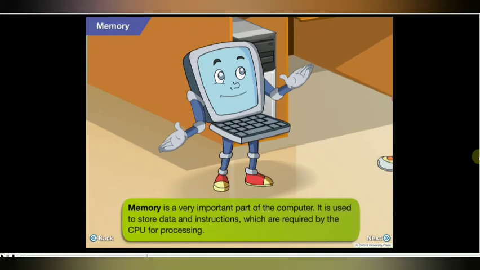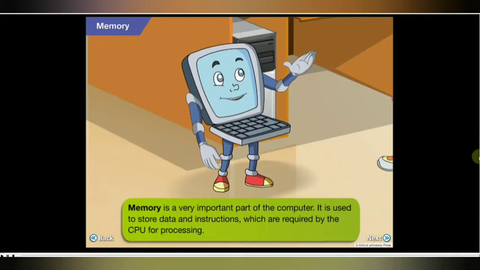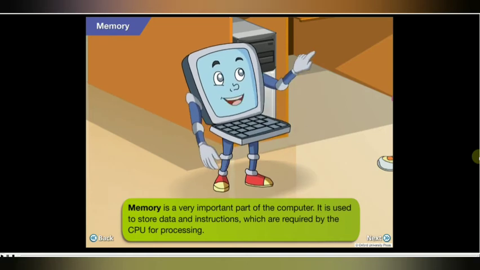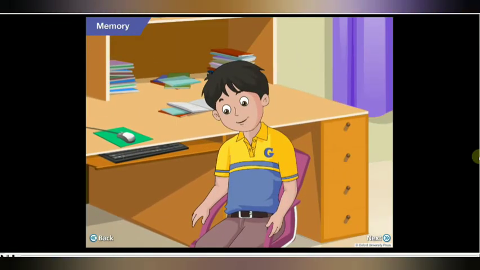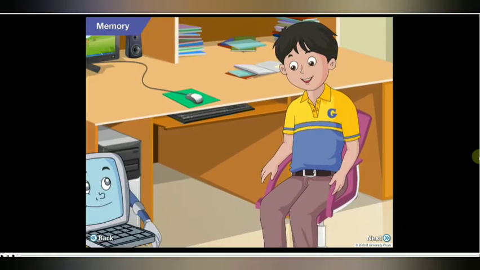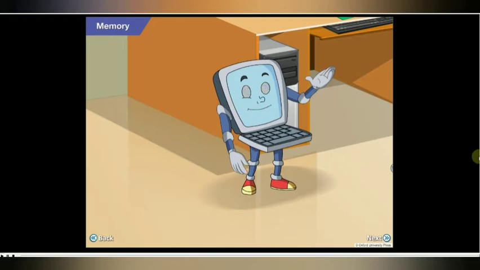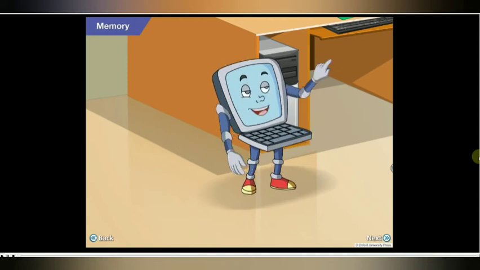Memory is a very important part of the computer. Just as we humans have a brain to remember everything, computers have memory to store all the data and instructions. The CPU processes the data and instructions stored in the memory. So, is pen drive the memory of the computer? Goggle, computer memory is of many types, such as primary memory, secondary memory, ROM, cache memory, and registers. And pen drive is a kind of secondary memory of the computer.